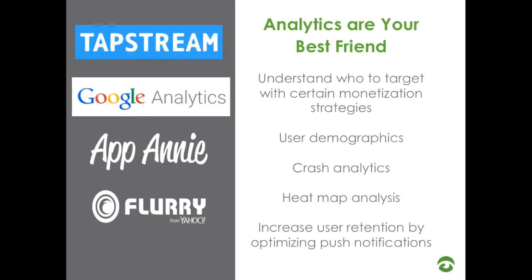Understand who to target with certain monetization strategies. So going back on that number before, 5% of your users are actually clicking on your in-app purchases and converting on those in-app purchases. So that leaves you 95% of your users that aren't. These companies will let you know who those people are.